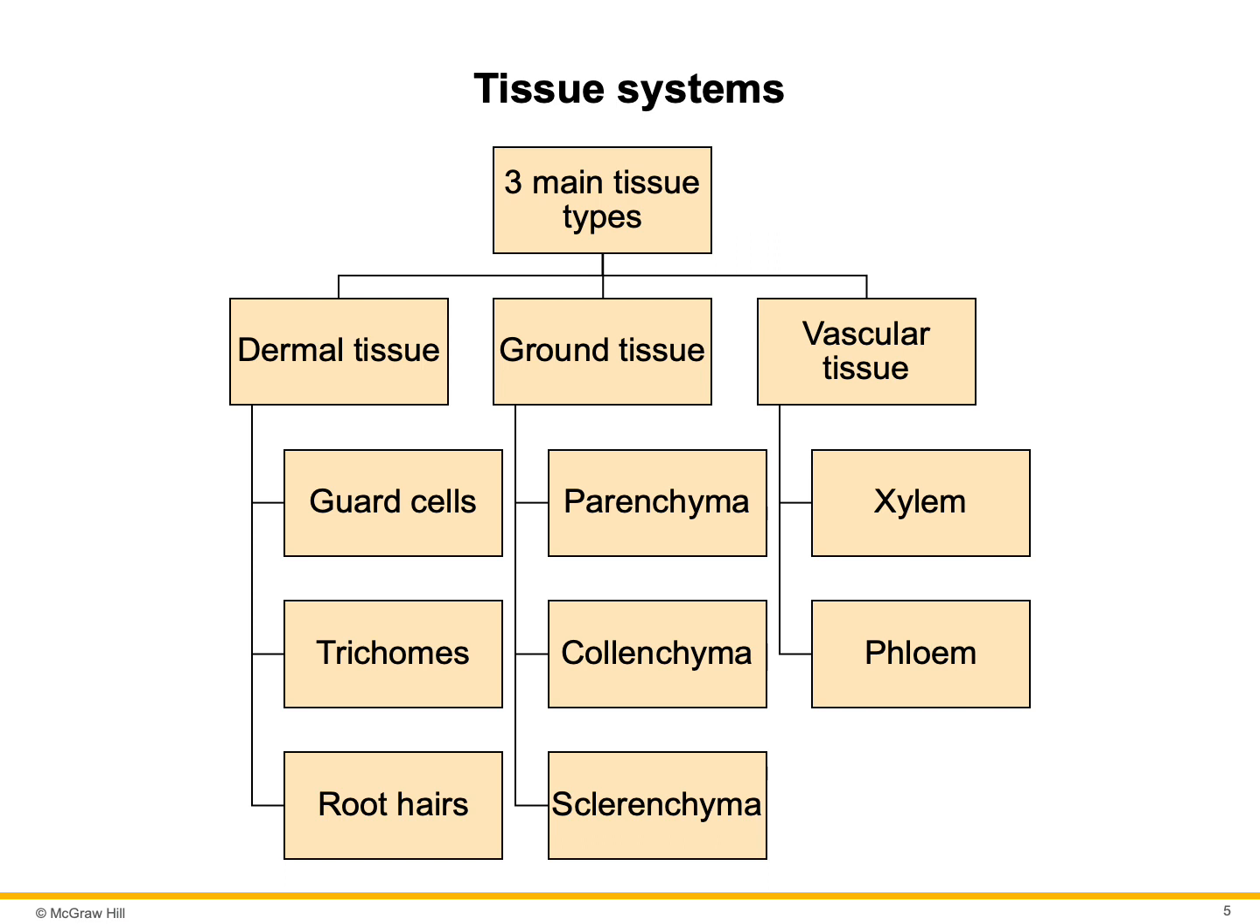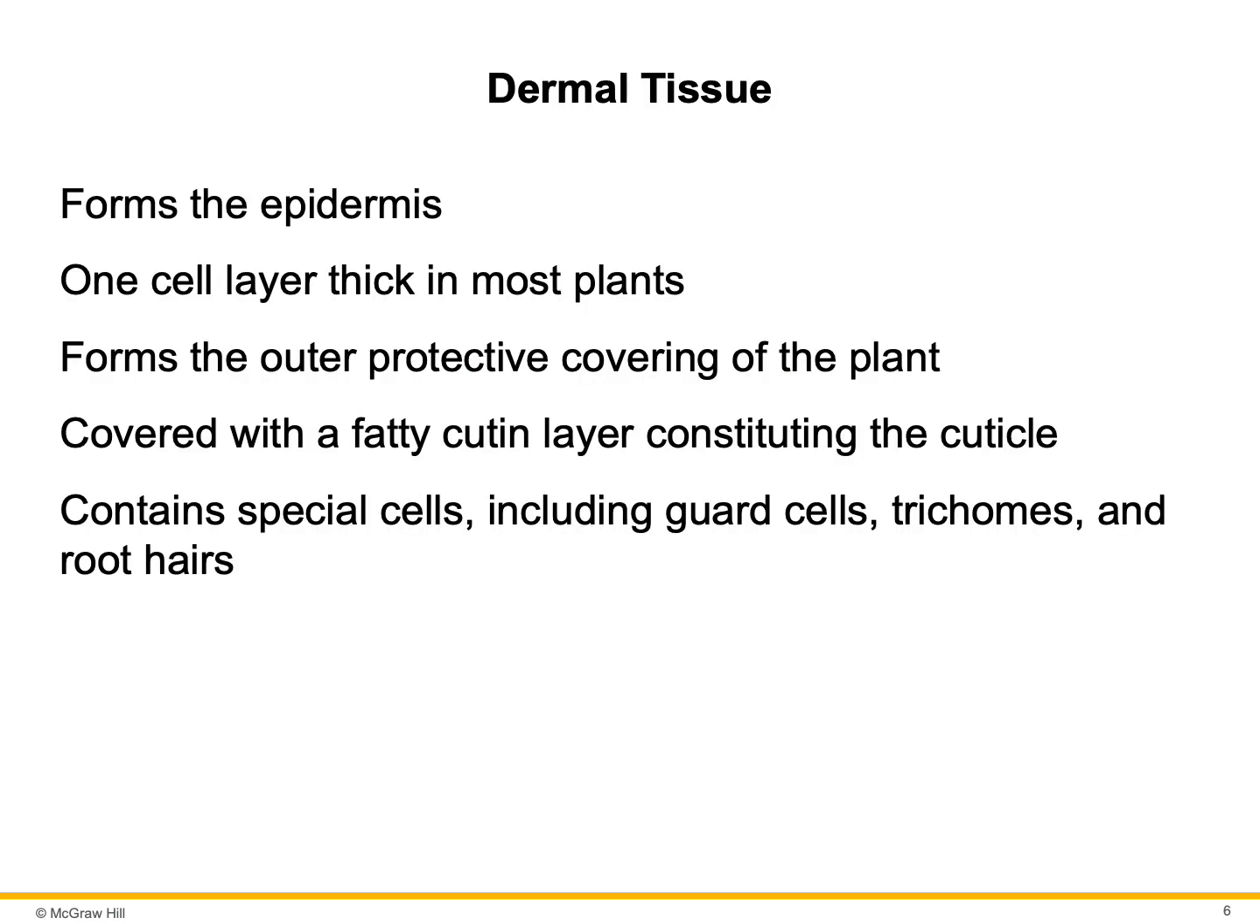And these are the different types of cells found in each of these main tissue types. Dermal tissue has guard cells, trichomes and root hairs. Ground tissue produces parenchyma, collenchyma and sclerenchyma. And vascular tissue consists of xylem and phloem, which are conductive tissues. We are going to go one by one and learn about each main type of tissue found in vascular plants. So let's first look into dermal tissue.